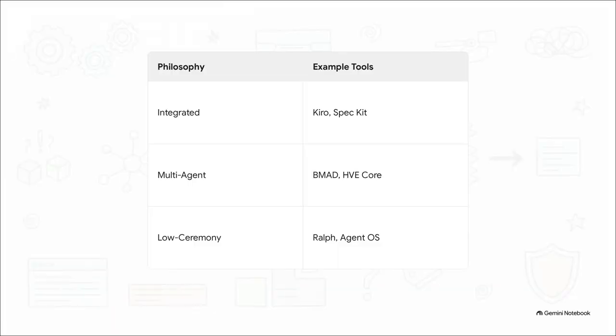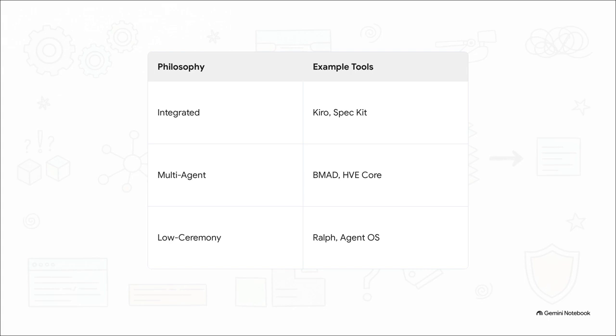Now, we're seeing a few distinct philosophies driving the market right now. First, you've got integrated, spec-first tools like AWS's Kiro and GitHub's Spec-Kit, which rely on rigorous phase-based ideation. Then there's multi-agent orchestration, think BMAD method or HV core, which use file-based handoffs between different AI personas, like an architect talking to QA. And finally, you have low-ceremony tools like Ralph Loop, which put an agent in a simple loop with a completely empty context window for every single task.